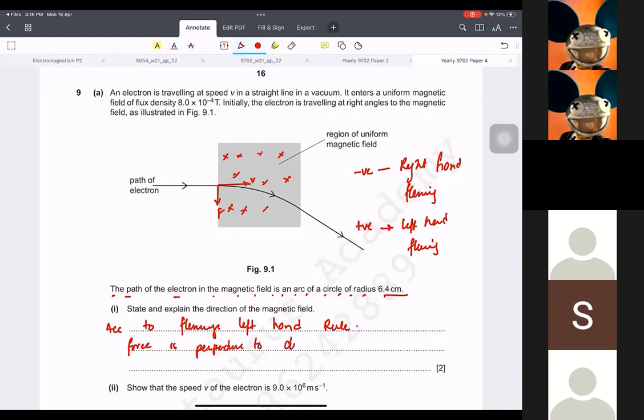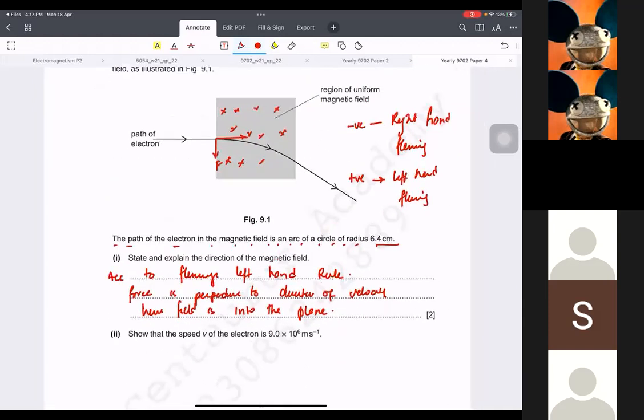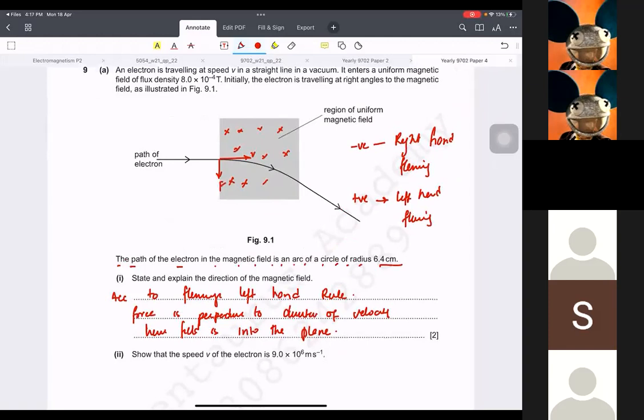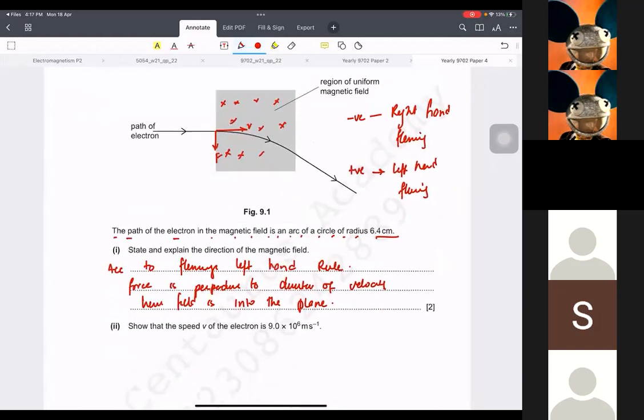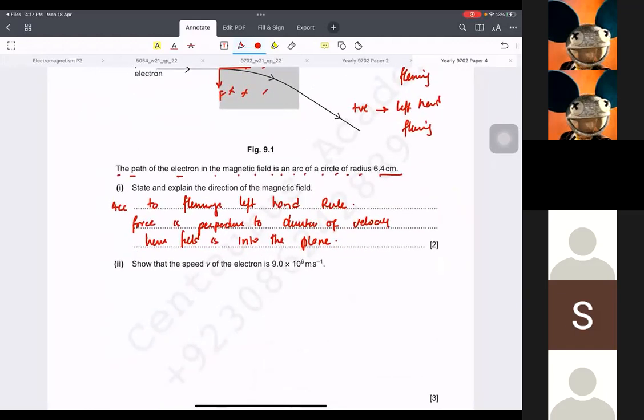force is perpendicular to direction of velocity. Hence, field is into the plane, like that. I hope you guys understand this, right? Now it says show that the speed of electron is this. Okay, we have magnetic field strength. What else do we have? We have the charge, and we have the radius. R equals mv over Bq.